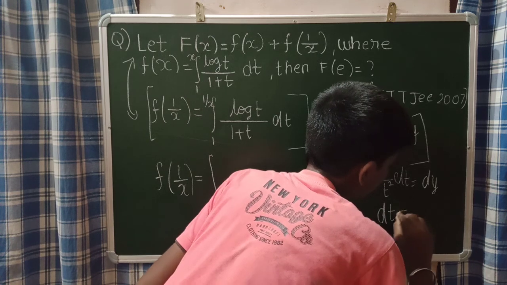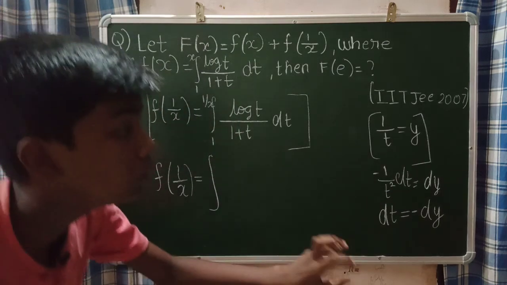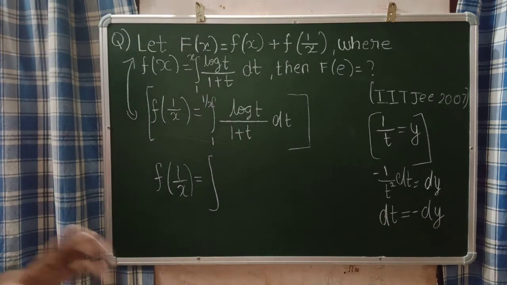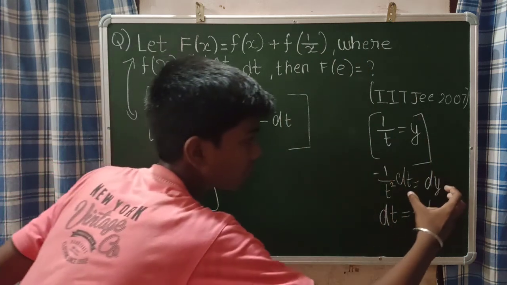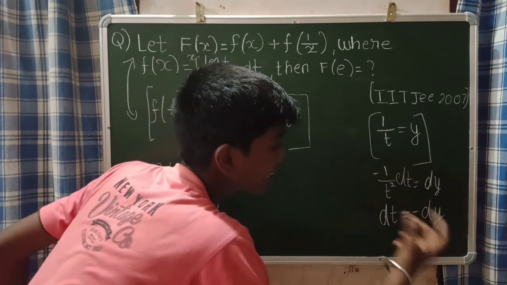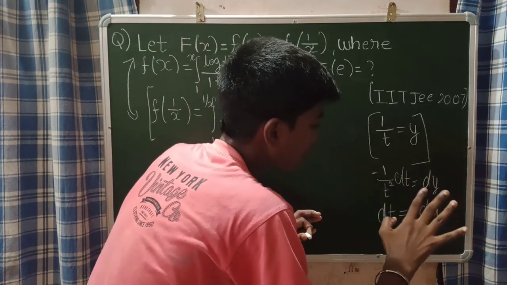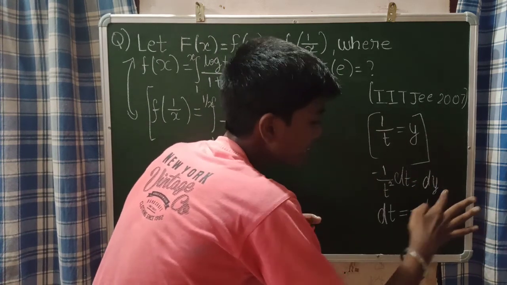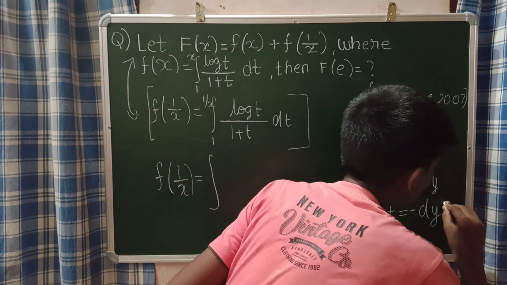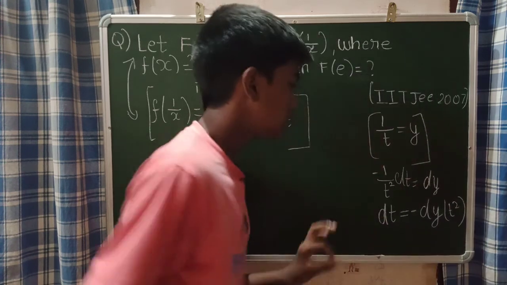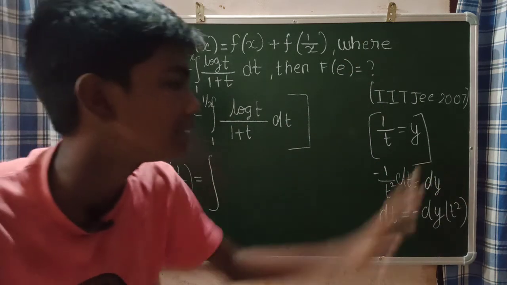If minus 1 by t square of dt is equal to dy, then your dt will be nothing but minus dy into t square. Correct na? I hope you understand. Just solve the equation. What happens is, this minus 1 will go to that side, so it will be minus dy, and this t square goes to that side, so it becomes into t square. This will be your dt. Minus 1 by t square of dt is equal to dy, means dt will be minus dy of t square.